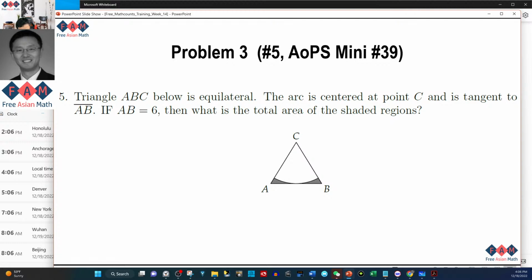So here we have a triangle ABC, which is equilateral, which is nice. We only have one parameter, that is side length. Then we have an arc centered at C that is tangent to the other side facing this vertex. So what is the total area of the shaded region? This is very straightforward, right?